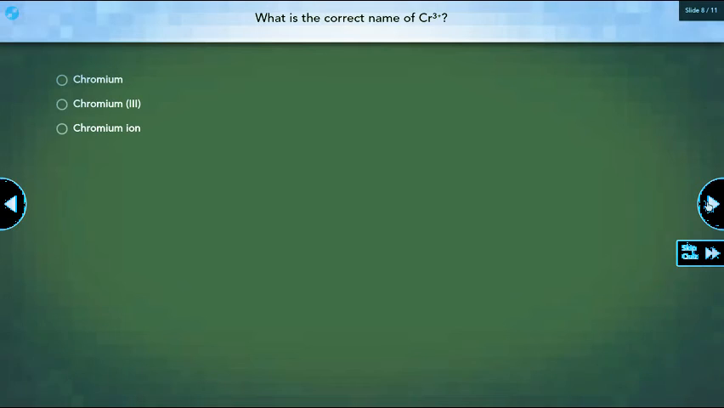Then the correct name of Cr3+. We have to look, because it is a transition metal. We need to check the back of our periodic table to see, do we need to use Roman numerals? Okay, so you will need to use Roman numerals because chromium could be either a 2+, a 3+, or a 6+. So we would call this one chromium 3. If you chose chromium ion, that would be marked wrong. If you called it chromium, that would be wrong because that's just the atom. And so chromium 3 would be the correct answer for that one.